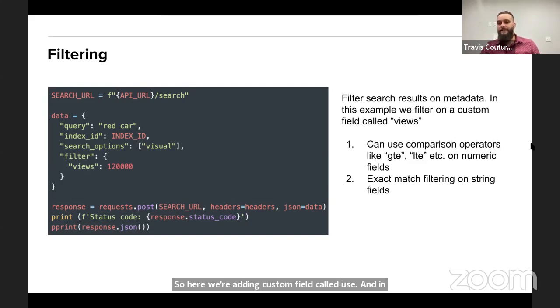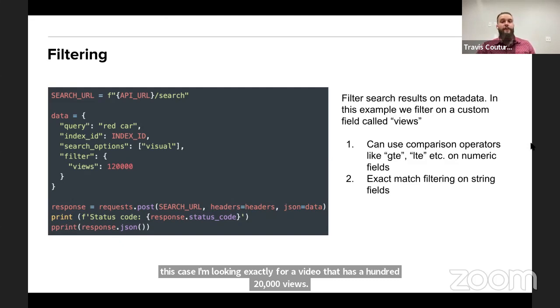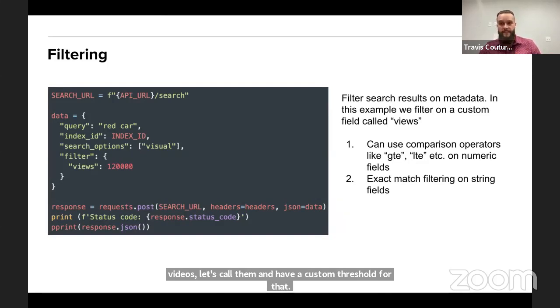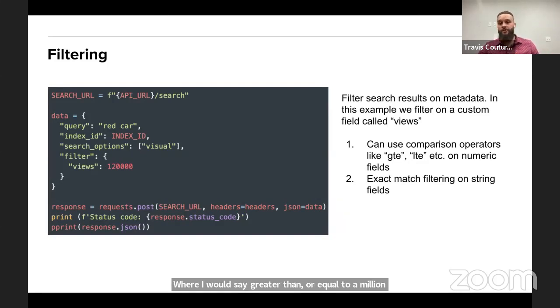But you'll see on the right-hand side that we can actually use comparison operators. So if I only wanted to filter by high-view videos, let's call them, and have a custom threshold for that, I would say greater than or equal to 1 million views, for example. Now I'm only showing search results that match the user's query but are also extremely popular with other users. We can do this on different types of fields.